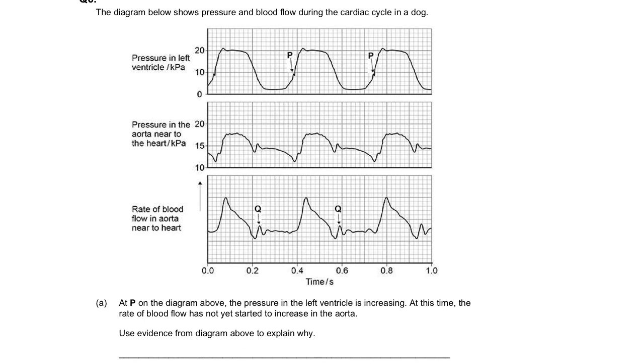The diagram below shows pressure and blood flow during the cardiac cycle of a dog. Here on the top graph, I've got pressure in the left ventricle. I'm going to write down already that I know where I've got increased pressure, I'm going to have a decreased volume in that chamber, and this could be due to things like valves being closed or muscle contraction.